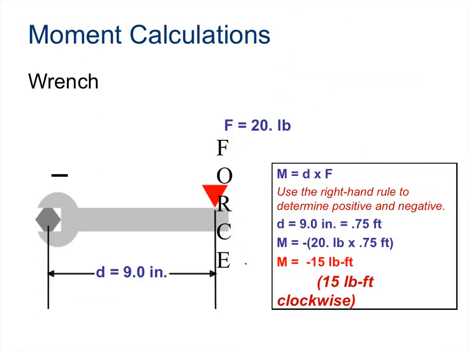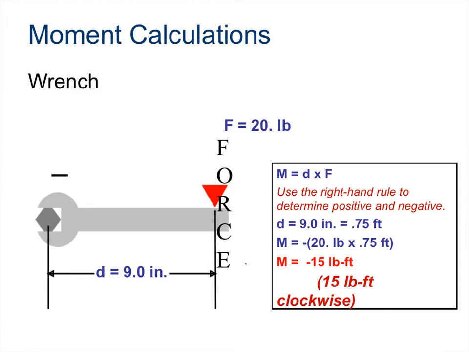Let's go ahead and look at a few more examples of moment calculations. In this particular problem, we're applying a downward force of 20 pounds to a wrench with a perpendicular distance of 9 inches. To calculate our moment, we'll use the formula moment equals force times perpendicular distance, so it's 20 pounds times 9 inches. However, we need to convert 9 inches to feet in order to use the correct units. So 9 inches is equivalent to 0.75 feet, and if I take that value and multiply it by 20 pounds, I get 15 foot-pounds.